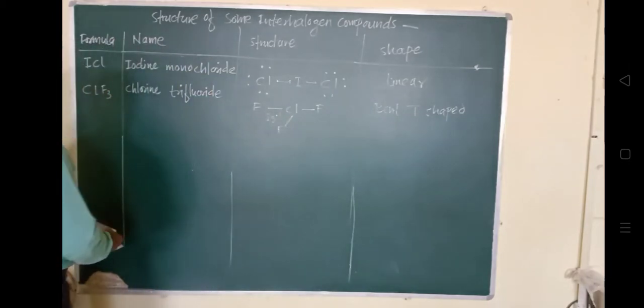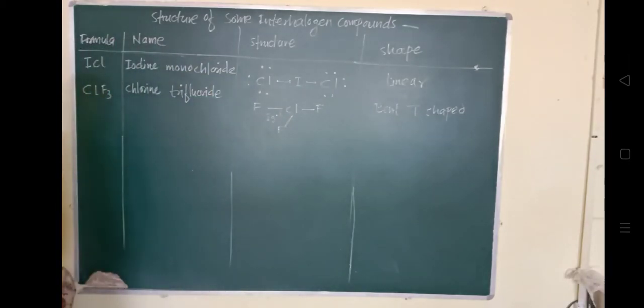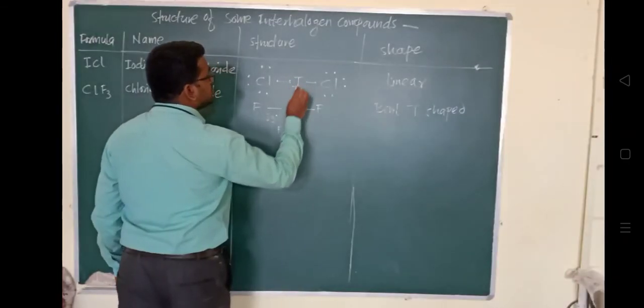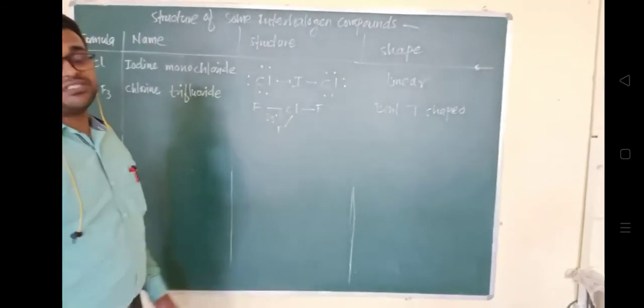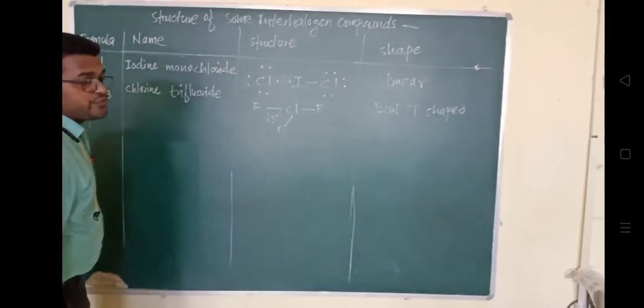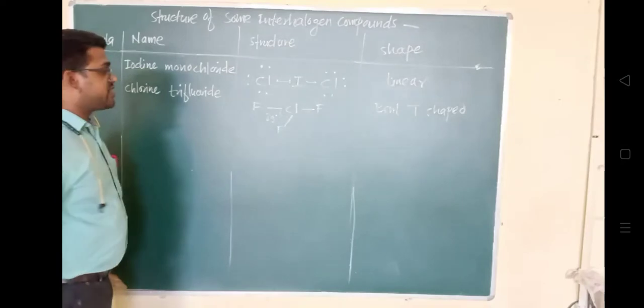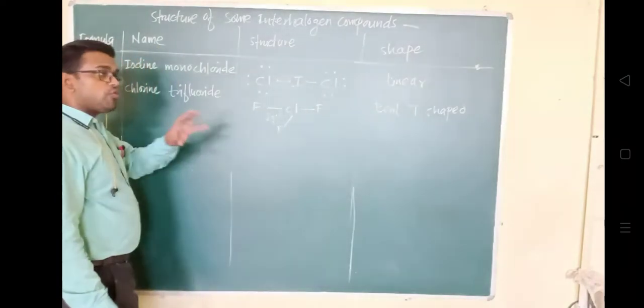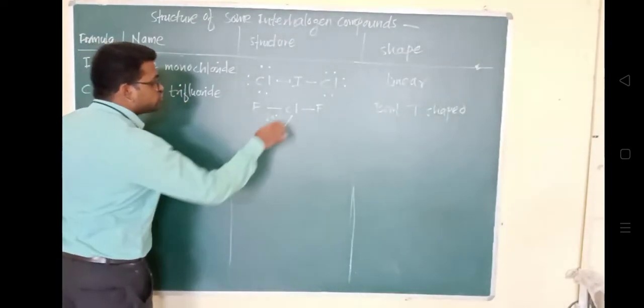So in this way the most electropositive atom will occupy the central position. So here, look, iodine is more electropositive than chlorine. In this way it is occupying the central position, and the name is chlorine trifluoride, and it has a bent T shape. The shape is around 90 degrees exactly. 90 degrees means a T shape structure of chlorine trifluoride.